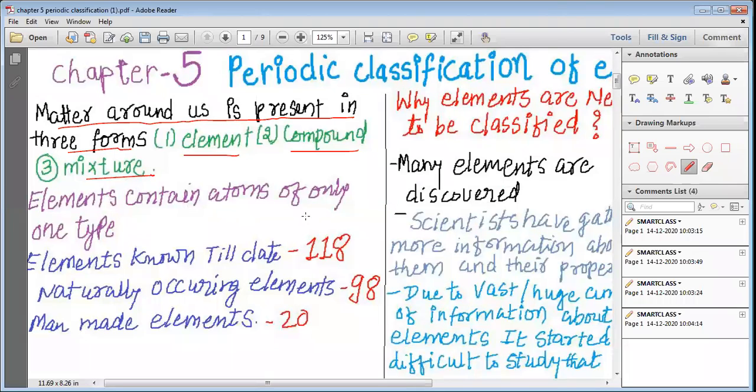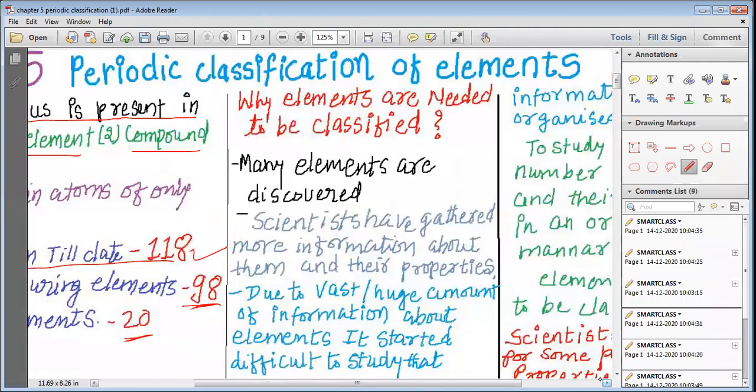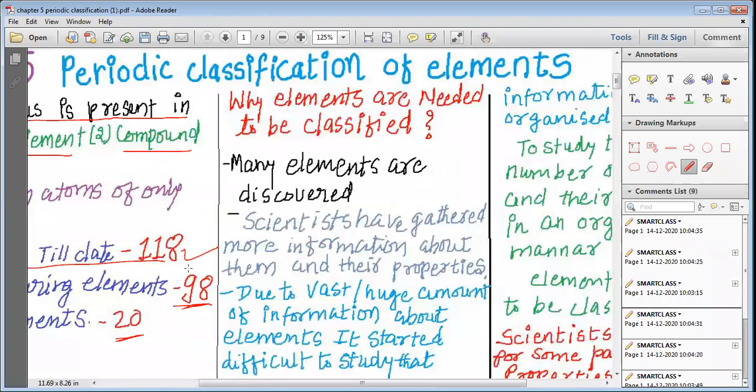Elements contain atoms of only one type. Elements known till date are 118. Out of those 118 elements, my dear students, 98 elements are naturally occurring, whereas 20 elements are man-made elements. So this is what we have, a great number of elements present with us for study.